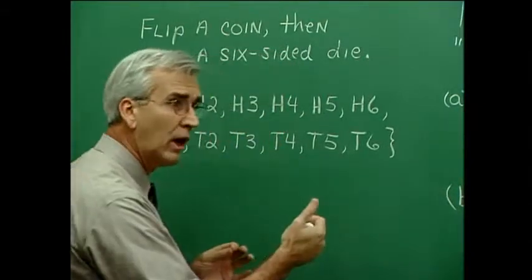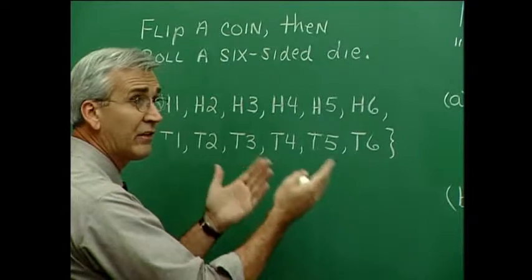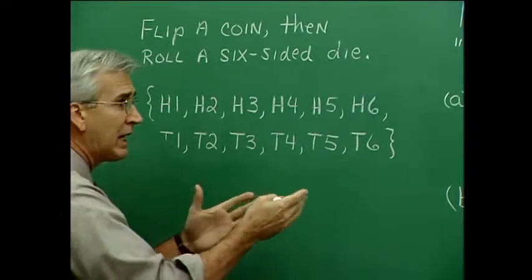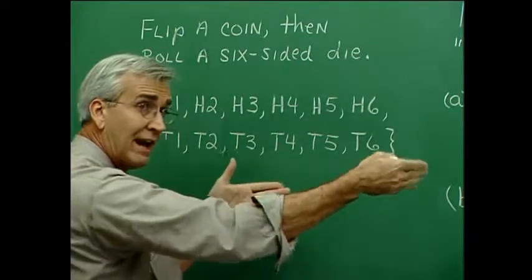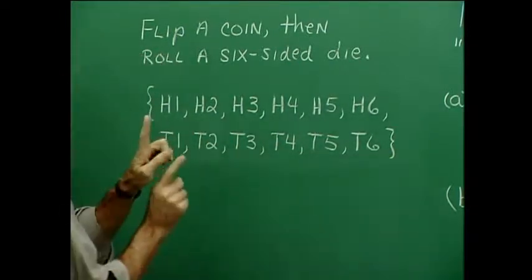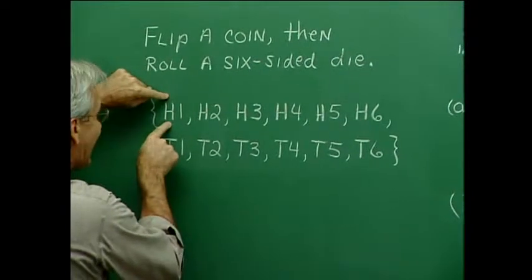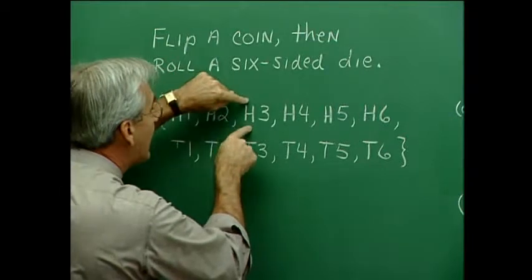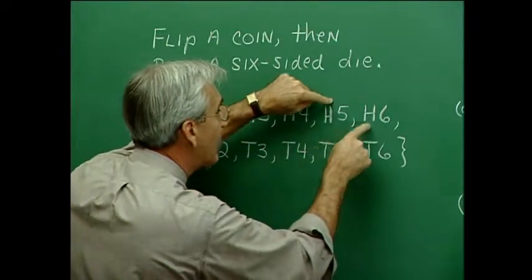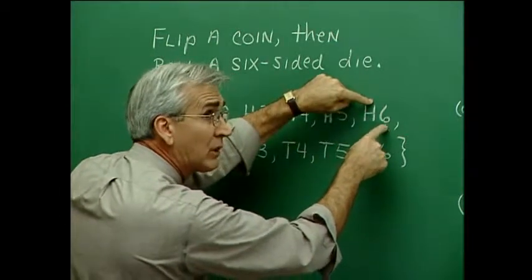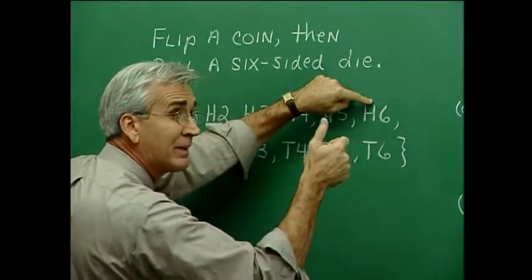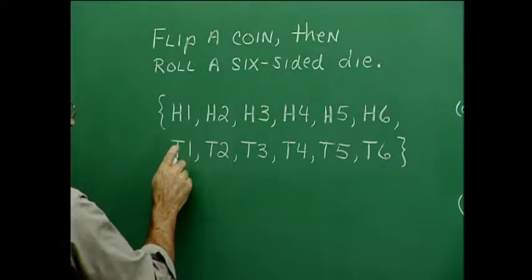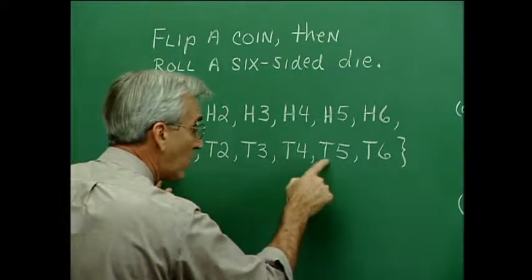Now when we flip a coin, we know that there are two possibilities. We can either get a head or a tail. And when we roll this six-sided die, we can get either a 1 or 2 or 3 or 4 or 5 or a 6. So one outcome is flipping a head and then rolling a 1. Another outcome is a head with a 2, head with a 3, head with a 4, head with a 5, head with a 6. And then we have to go through all of those possibilities if we flipped a tail on the flip of the coin. So the tail could be associated with 1, T2, T3, T4, T5, T6.